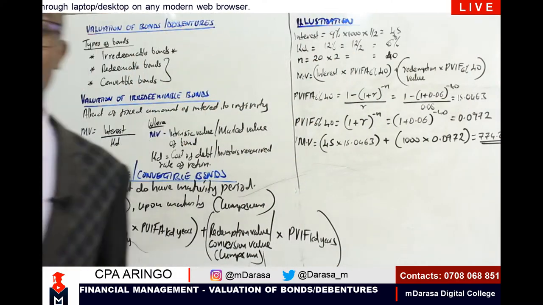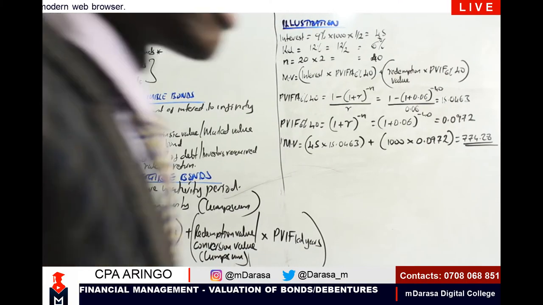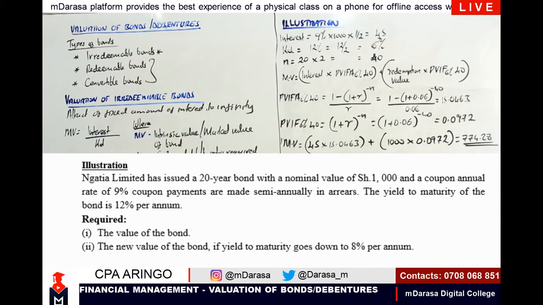The other part, what were we asked to do, my good students? Let me share the question again here. The new value of the bond, if yield to maturity goes down to 8%. So basically, all the examiner wants us to do is this: the cost of the bond will not be the same as the one that you had, but instead, this time round, when the maturity period reaches, it will be 8%. That is what the examiner is telling us to do.